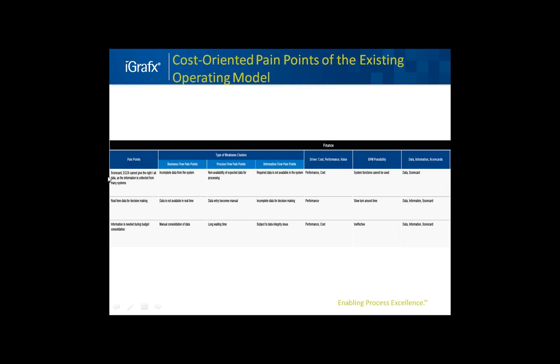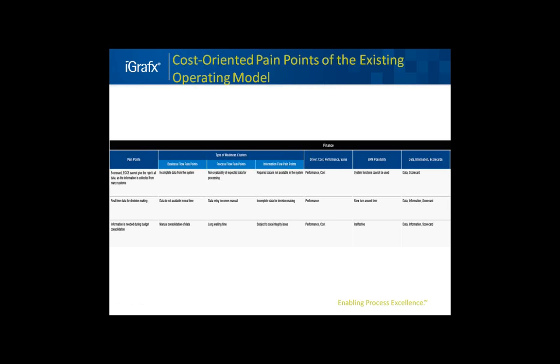Cannot give the right or all data as the information is collected from many systems. So the business flow pain point is incomplete data from a system. The process flow pain point: non-availability of expected data for the processing.